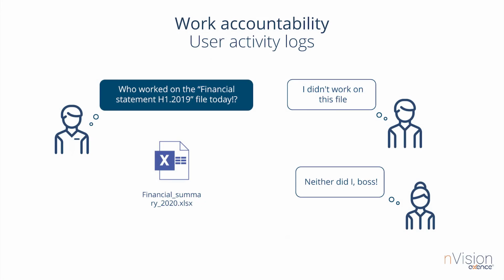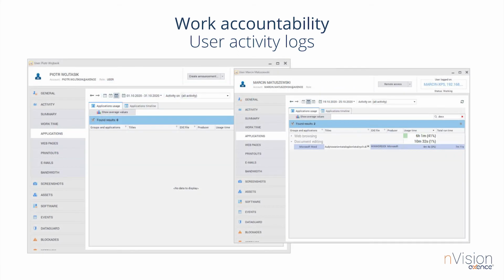The accountability of work is also a history of editing files. This is a complete history of user activity. You can see who edited a file recently or who deleted data from it. You know which of the employees made changes to the critical files that may include, for example, various financial statements.